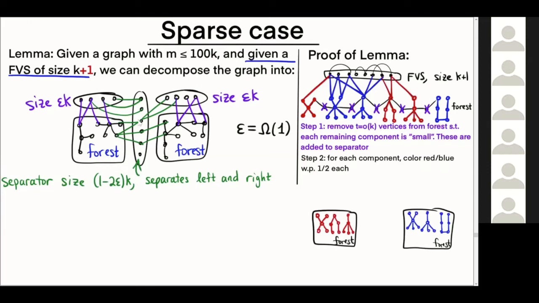Now, how do we construct our two forest pieces? We just move the red components to one side and the blue components to the other side. Each of these is a forest, and since they're a disjoint union, each of these is a forest. So now what happens to the vertices in the FES?